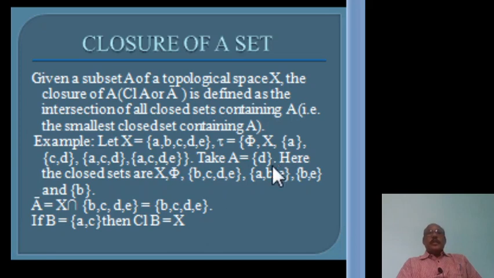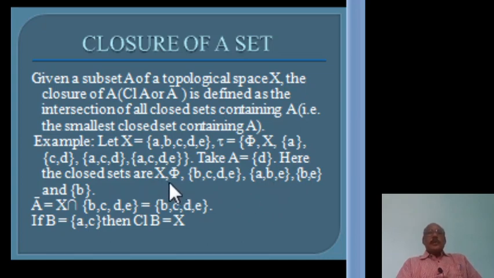Let us find the closure of the set singleton D. To find the closure of the set A, we first list out all closed sets, then we list out all closed sets containing A. Here the closed sets in this topological space are X, that is the complement of the empty set, the empty set, which is the complement of X, and the complement of A, which is B, C, D, E. In this way, we find the closed sets of the topological space.